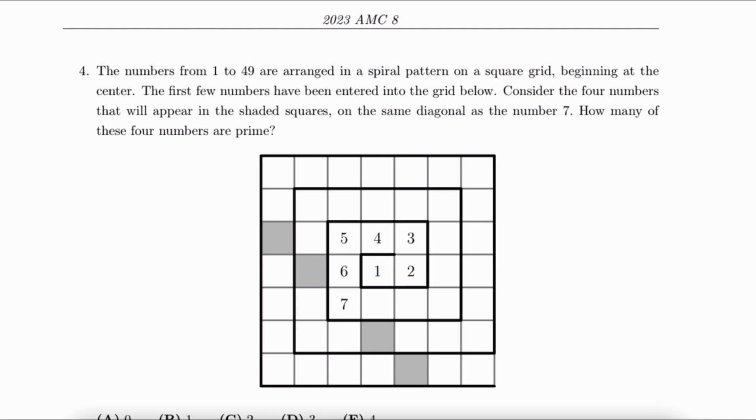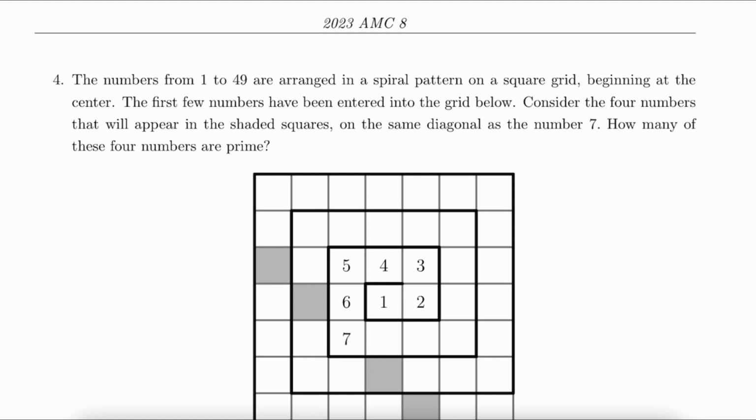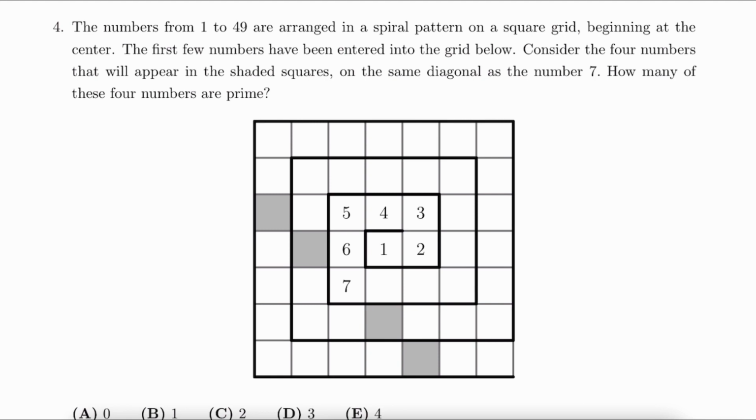Number 4 says the numbers from 1 through 49 are arranged in a spiral pattern. They are nice enough to give us even a graph. On a square grid, beginning at the center, the first few numbers have been filled in. Consider the four numbers that will appear in the shaded squares on the same diagonal as this. How many of these four numbers are prime? So, let's think about it. We want to find this diagonal. Do we have any good ideas how to do that?